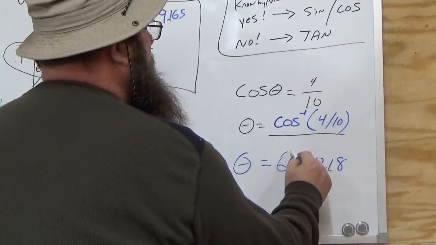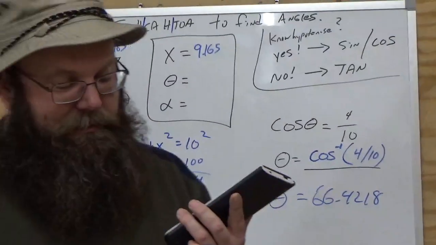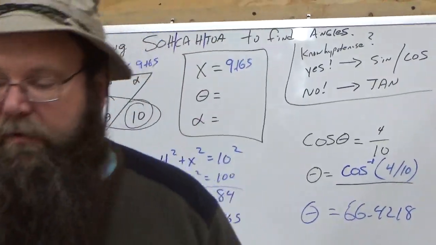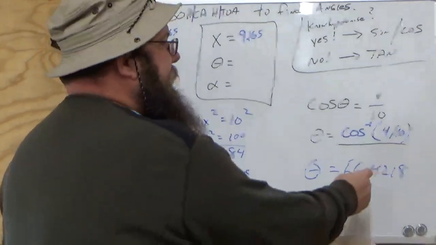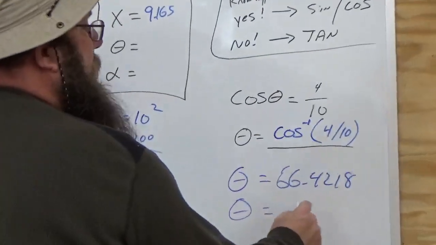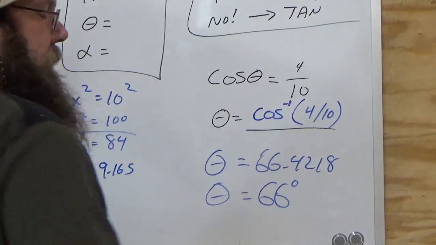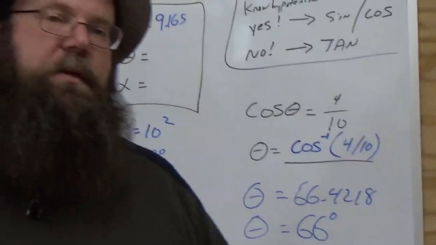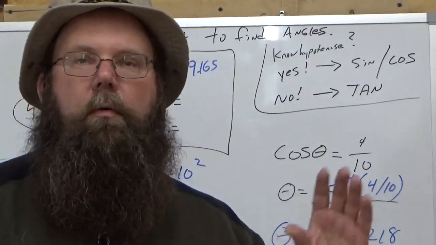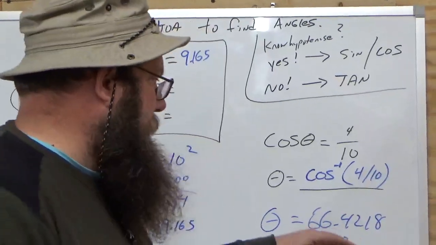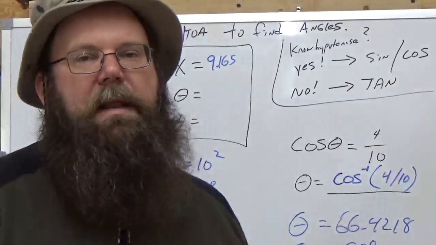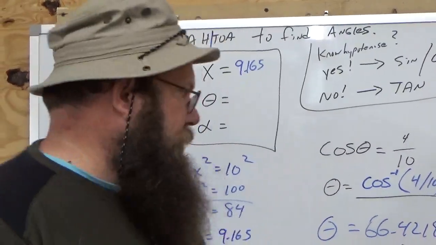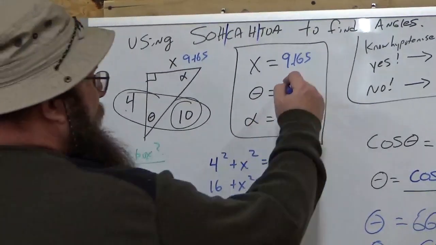66.4218. In this class, I'm trying to keep things simple. I only care about the whole degree. So round this off. What are you going to round that off to? 66 degrees. Next year, if you take trig, you'll get into the parts and stuff, and then all minutes and seconds and all the other stuff. Don't worry about it. We're just going to round that to 66. So theta is 66.